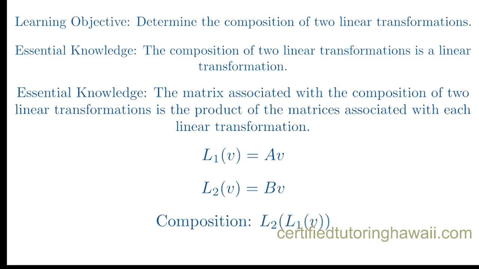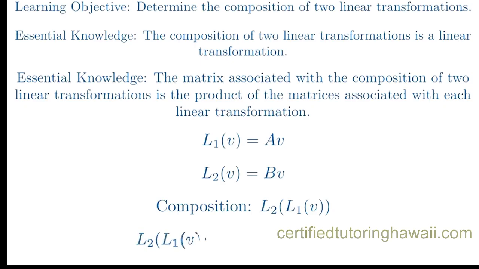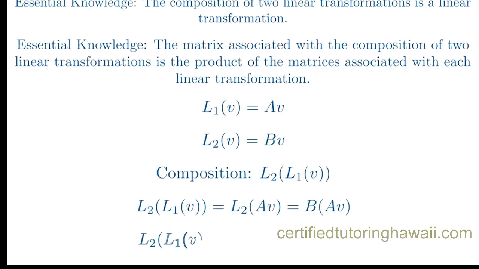Let's see what happens. We replace L1(v) with Av. Then we apply L2 to Av, which gives us B times Av. Now, thanks to the associative property of matrix multiplication, we can write this as BA times v. This is crucial. The matrix for the composition L2 after L1 is the product BA. The order matters. Multiplying B by A is generally not the same as multiplying A by B. The rule is, for the composition T2 after T1, the matrix is M2 times M1. Work from right to left, just like reading a function composition.